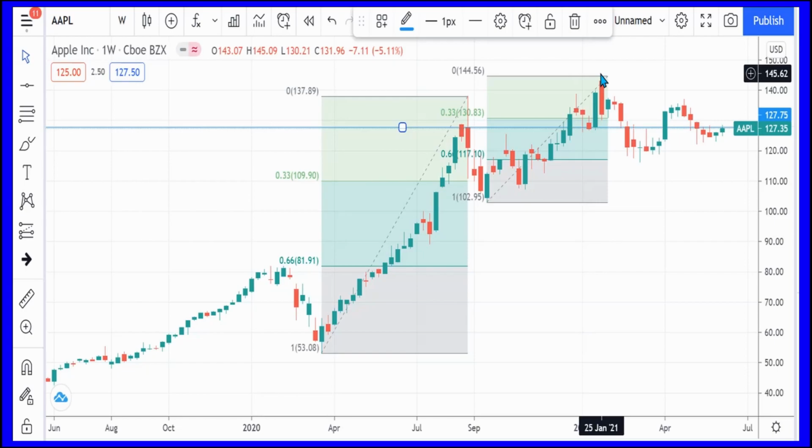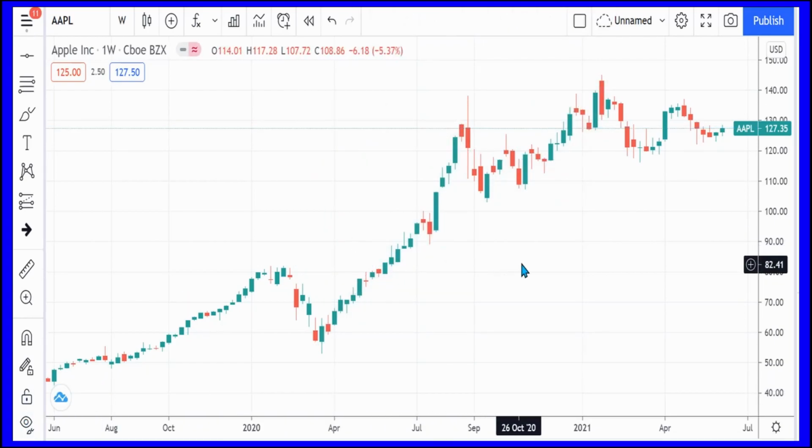So for this Apple stock, unfortunately, the uptrend is over. But is it a downtrend? Not necessarily. It could be sideways as well, right? So that's what we want to see next. Is it going to be a downtrend, or is it going to be sideways?